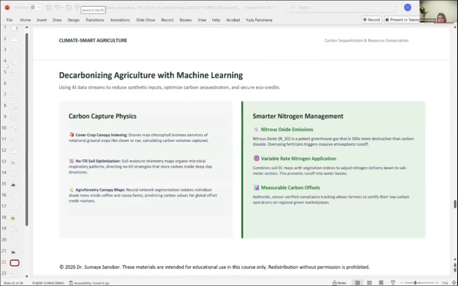Moving on, agriculture and climate change are closely connected. Climate change can affect farming through floods and rising temperature, while agriculture also contributes to greenhouse gas emission through fertilizers and land management. So artificial intelligence helps to solve both of these challenges. One example is carbon capture, where healthy crops absorb carbon dioxide, and AI uses drones and satellites to estimate how much carbon is being stored in the field. That's the solution of the first challenge.